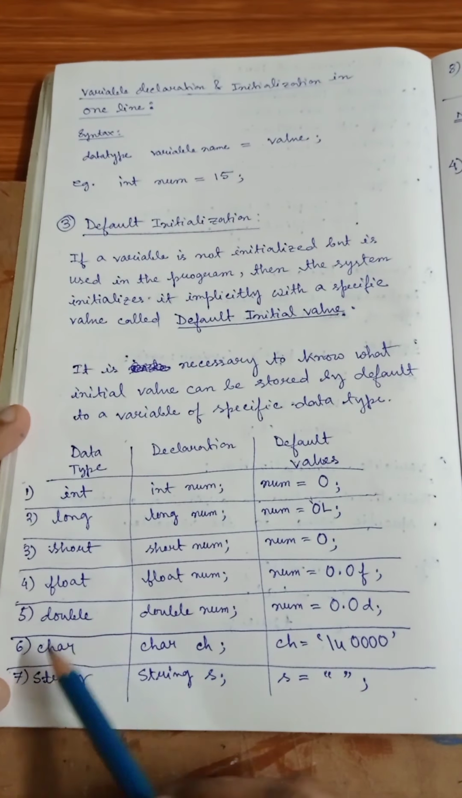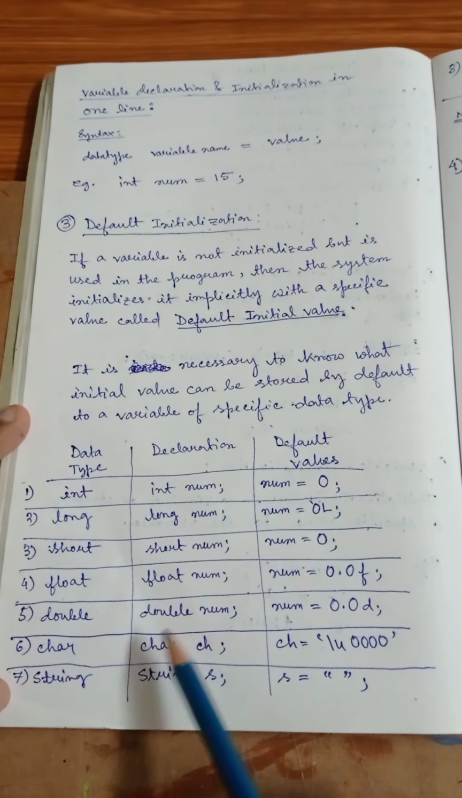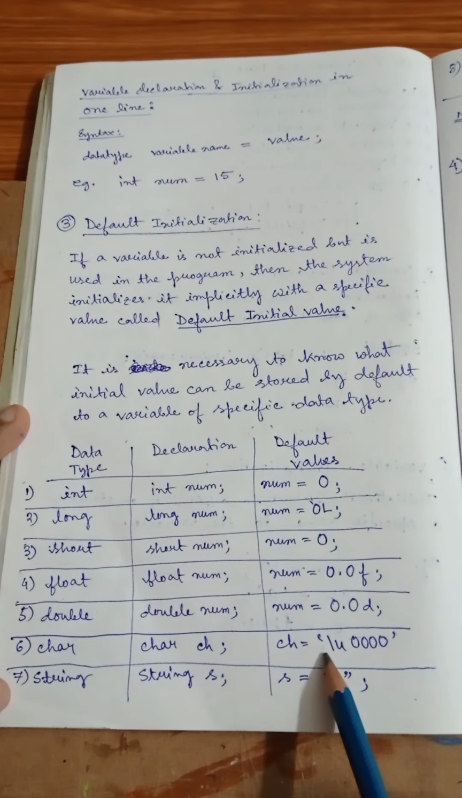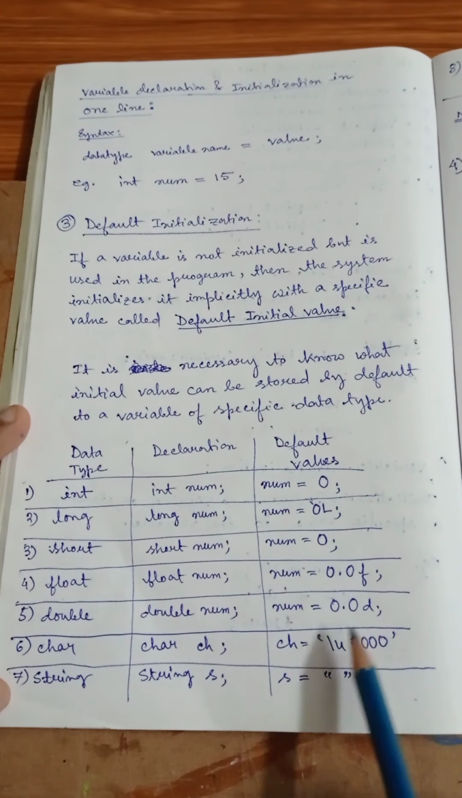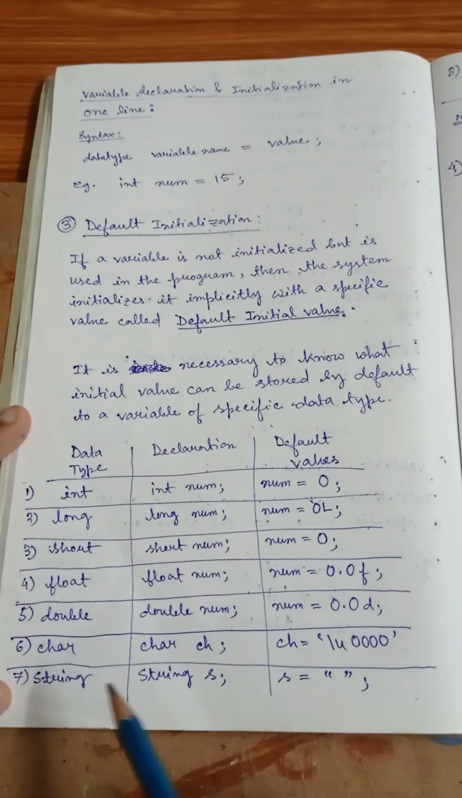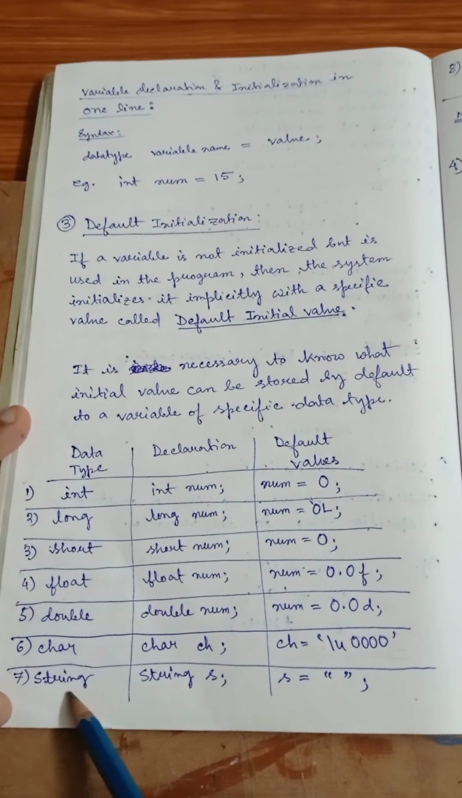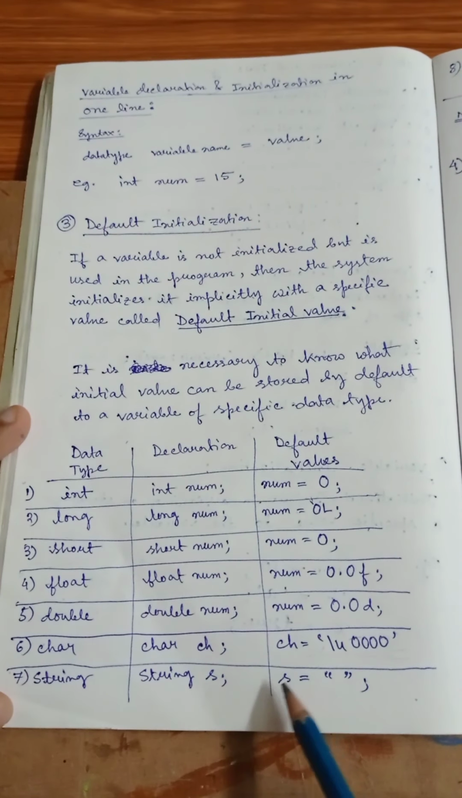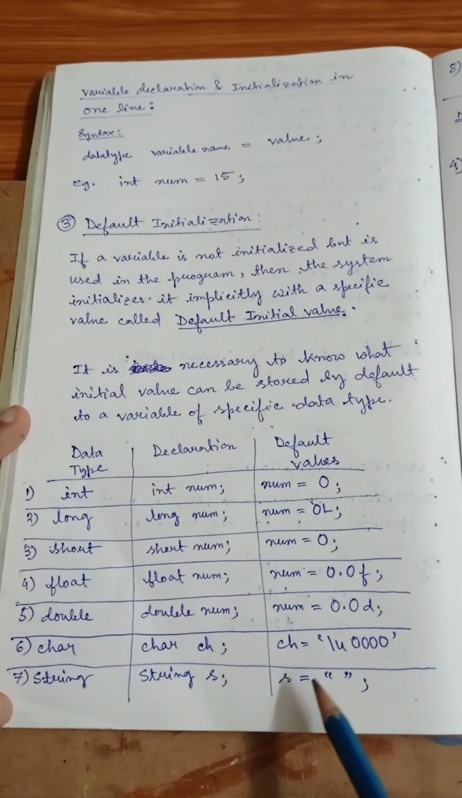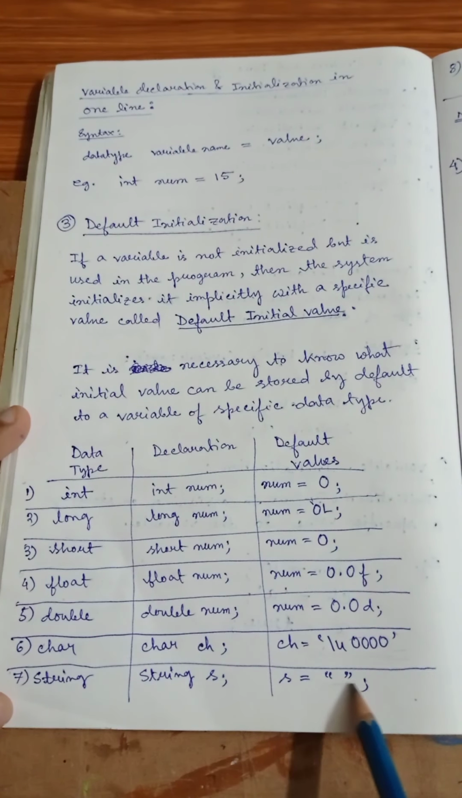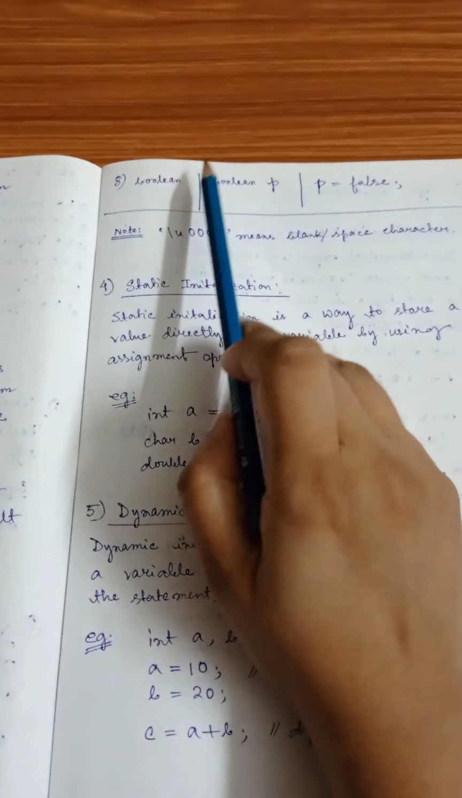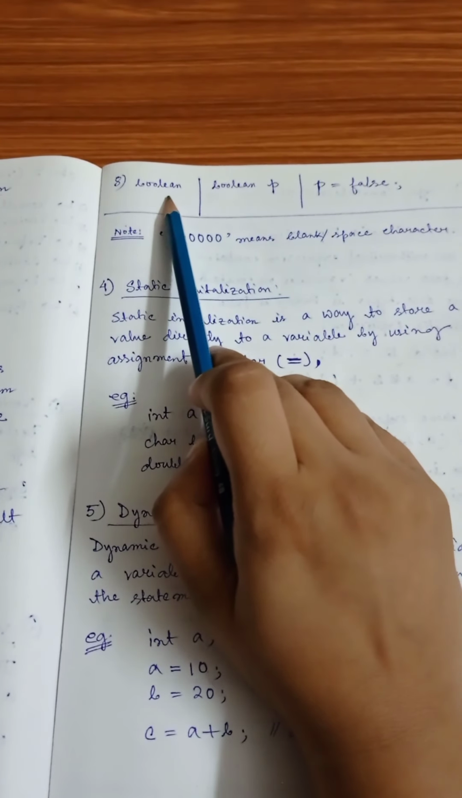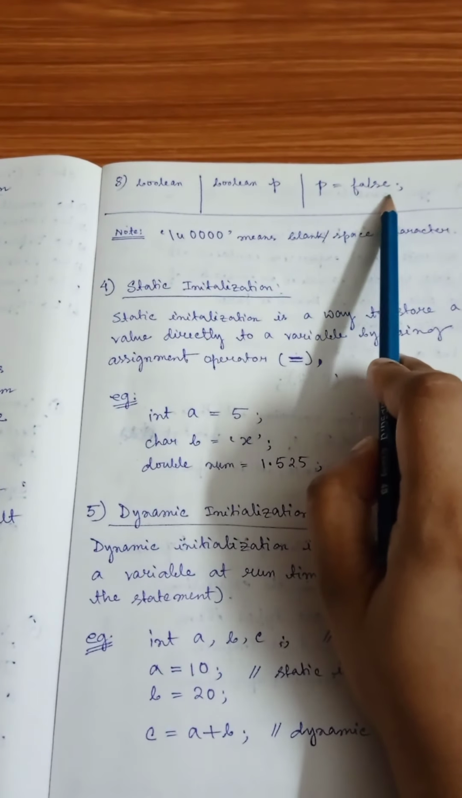Next is char, the character data type. For the character data type, the initial value is this. This is a Unicode value. It means a blank space character. Next is string. In case of string type, it stores nothing, null. The default value of string is null, nothing. Next is Boolean. In case of the Boolean data type, the default value is false.